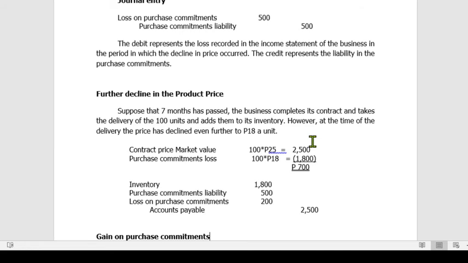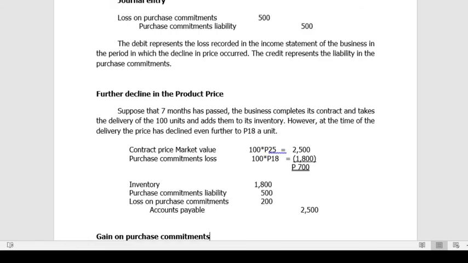So, let us first analyze. The contract price is 100 times 25, that is 2,500. At the end of the purchase commitment, 100 times 18. 18 ang further decline ng final figure ng inventory na kanyang bibilhin sana under the purchase commitment. So, 1,800. So, what is the difference? 2,500 minus 1,800 is 700 pesos.